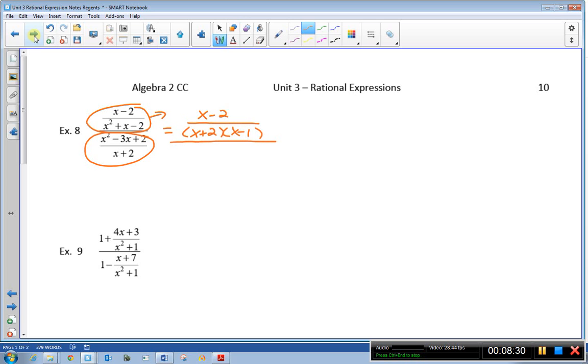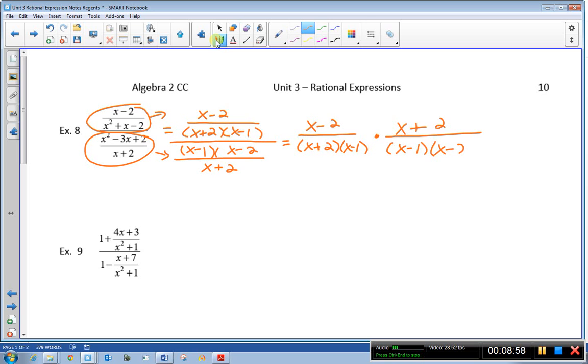This is x minus 1 times x minus 2 over x plus 2. And then we just need to multiply by the reciprocal of the second fraction. So this is the one that I flipped. So if I cancel the x plus 2 and the x minus 1, I'm left with 1 over x minus 1 quantity squared. All right, let's go back.